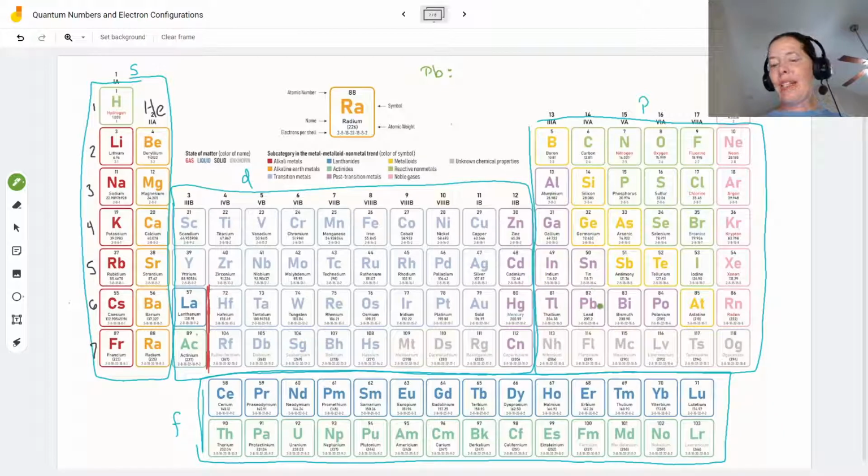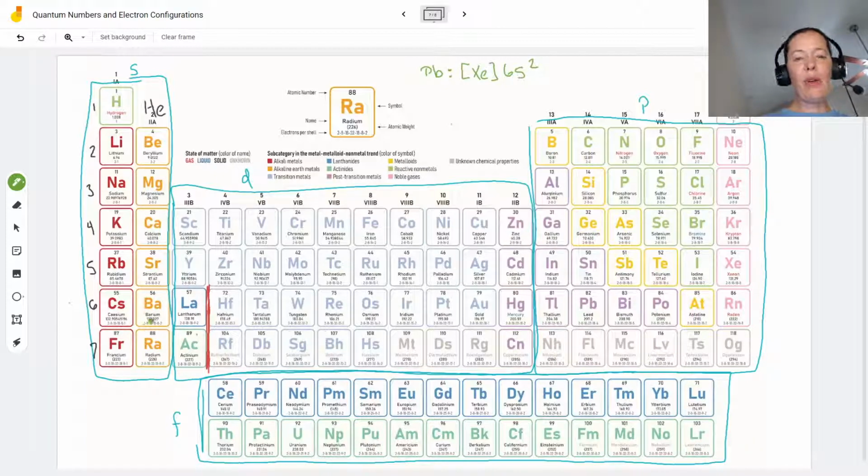I need a noble gas that's close to lead, but does not have more electrons. It's got to have fewer, so that's going to be xenon. So I'm going to put xenon in my brackets. So that means I am starting at xenon. My next orbital, I'm coming down to row number 6. I'm back in the S's. 6s, how many electrons? 1, 2.